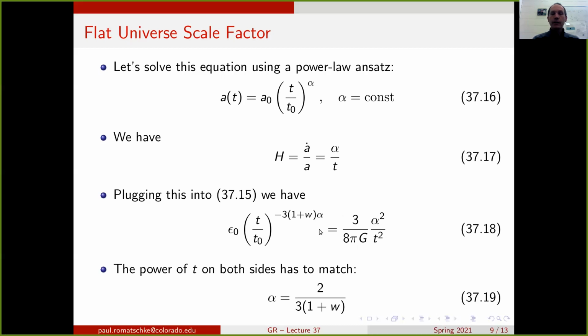Now, the point is that there are constants on both sides, which presumably have to match, but the solution really is only a solution if the power of t on the left-hand and the right-hand side of this equation is the same. So this means that here we have t to the minus 3 alpha (1 plus w), and on the right-hand side we have t to the minus 2. So in order to have this 2 match 3 alpha (1 plus w), we must have alpha is 2 over 3 (1 plus w).